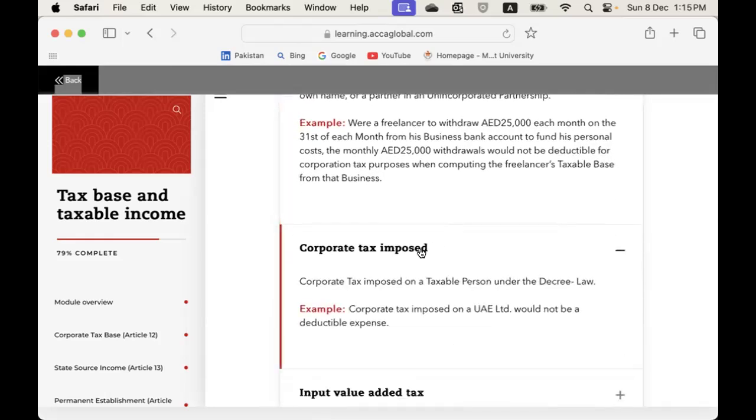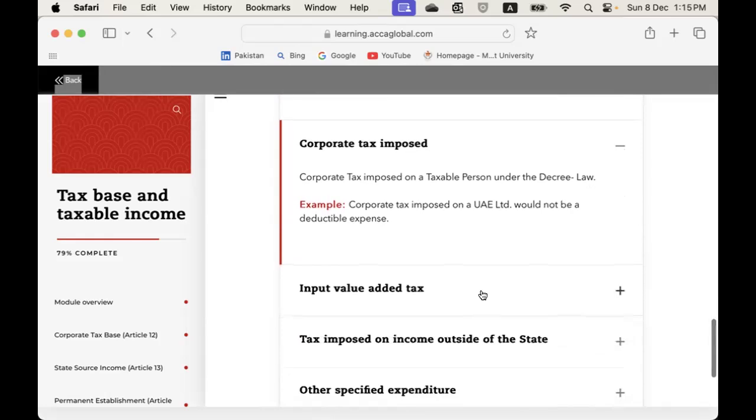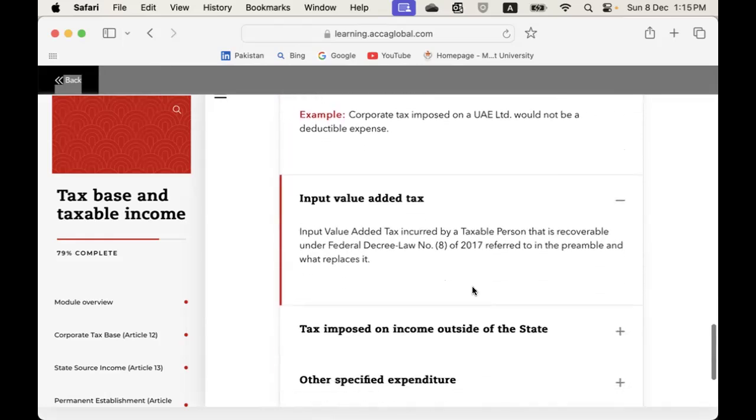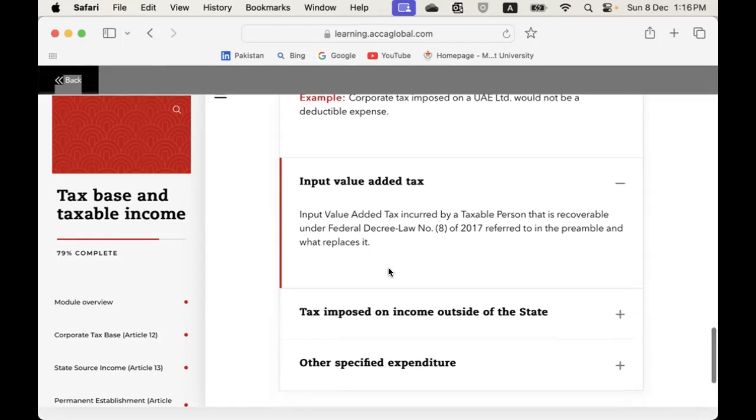Okay. If there is a corporate tax imposed on taxable person under naturally corporate tax liability, that's not an expense that can be deducted. That's something that you have to pay to the authority. Now this is important. This is the key point. Input value added tax. Input value added tax incurred by a taxable person that is recoverable. So you can recover this tax while filing your VAT return. That is not an allowable deduction referred to in the preamble.